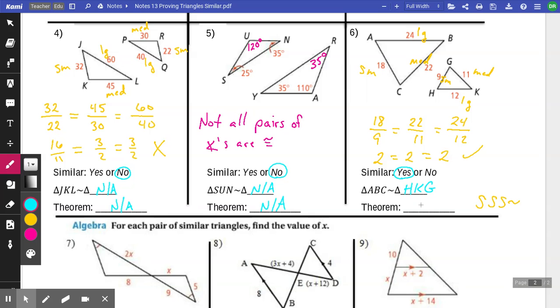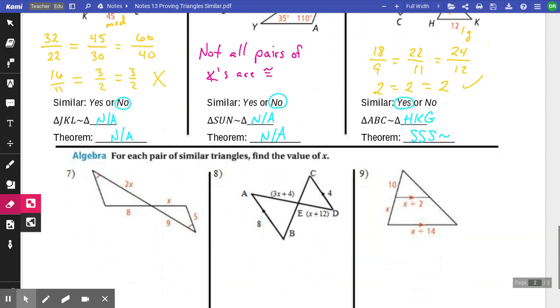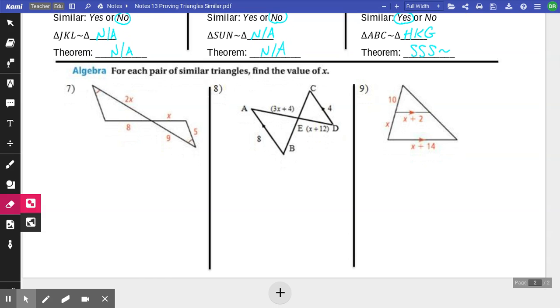Okay, and the theorem that applied here was side-side-side similarity. If you're watching this video, that's a pretty good stopping point if you're just looking at how to check that triangles are similar to each other. Below here, I'm going to show a few other cases of finding missing measurements of sides, that is.